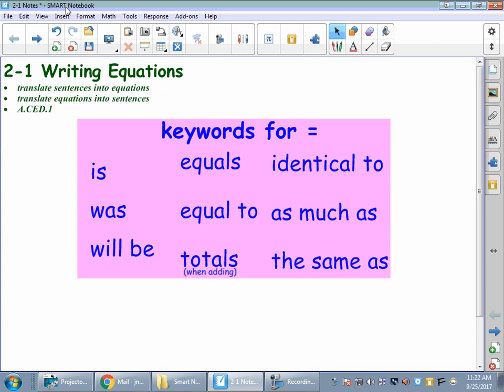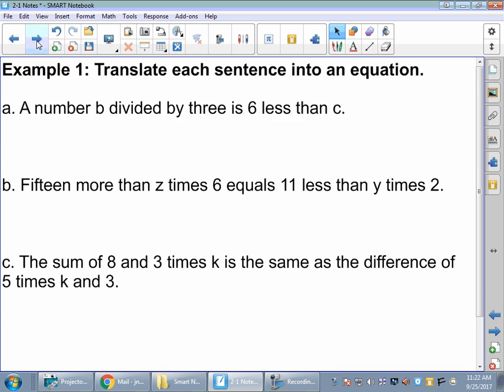We also use totals. It totals, and that just means that it's the equals of a summation when you're adding. So make sure you copy down all those words so that when we translate these words to equations, we know where the equal sign lies. So we're just going to go ahead and get started here.